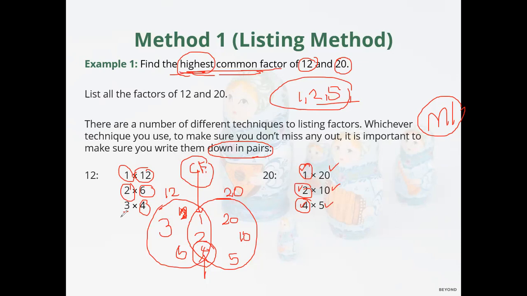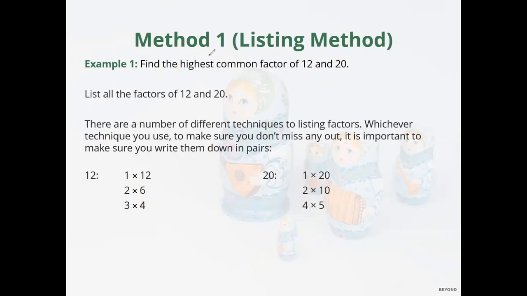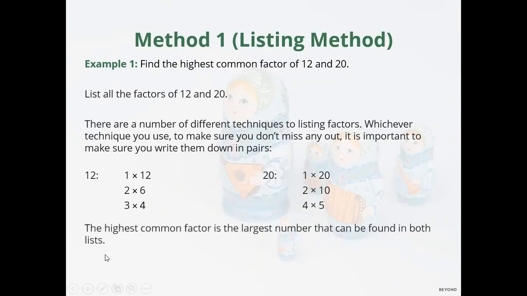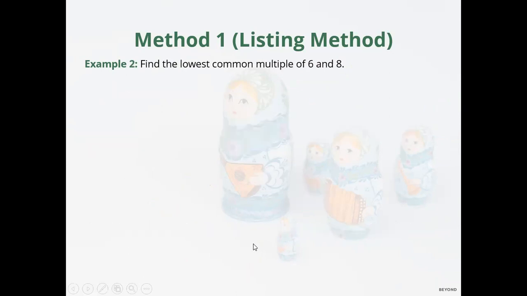Okay? Clear the drawing. Let's move on with the presentation, what it says. Let's see what this slide says. So the highest common factor is the largest number that can be found in both lists. In other words, the 4. So the highest common factor for 12 and 20 is 4. Good. Now we're going to multiples. So change your mind, shift your mind. It's no more factors. It's now multiples.